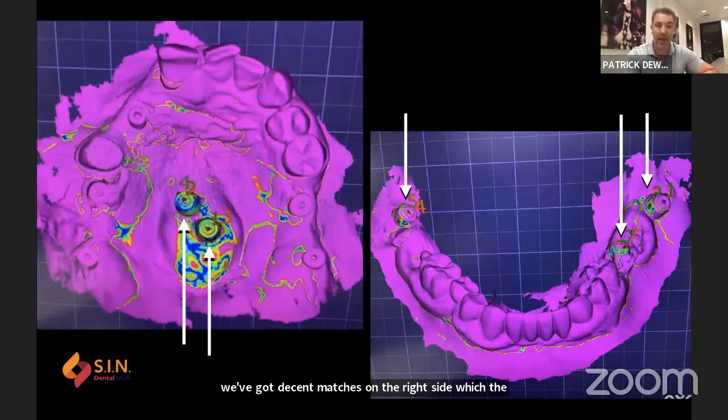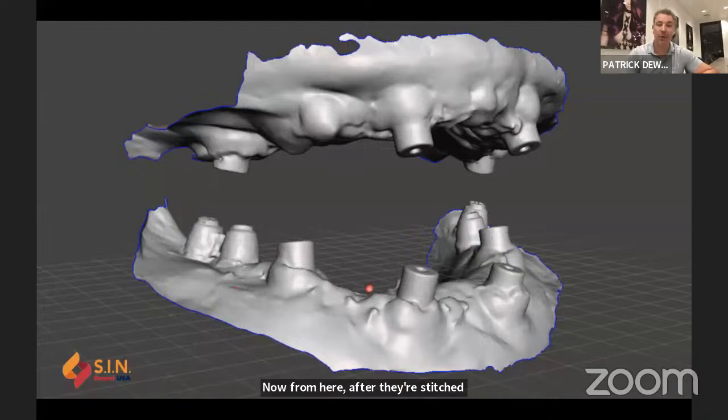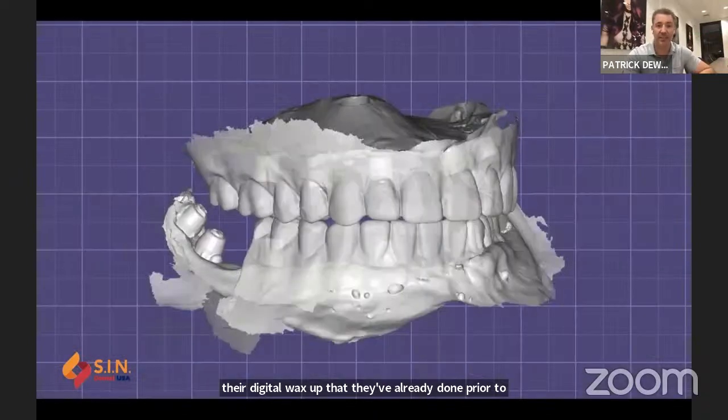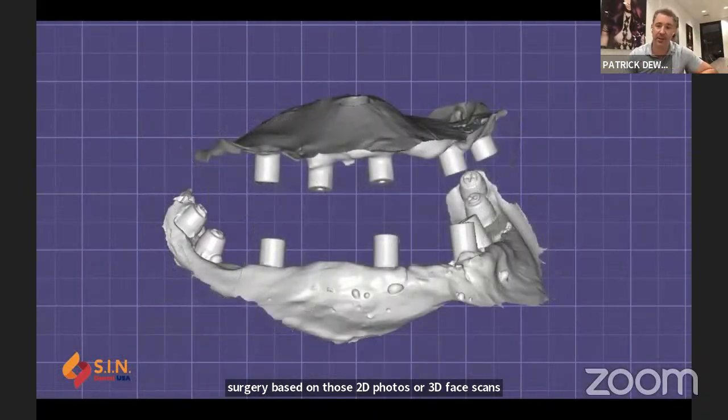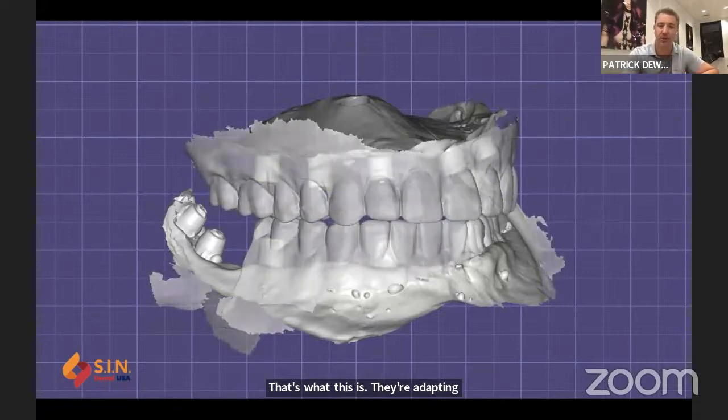Now from here, after they're stitched together, that's how we get this bite. This is our post-op vertical, but it's the same vertical as the pre-op bite, just without the teeth. So this is what it looks like. Now from here, on the design team, what they're going to do is pull up their digital wax-up that they've already done prior to surgery based on those 2D photos or 3D face scans. That's what this is. They're adapting that digital wax-up to the patient's vertical.